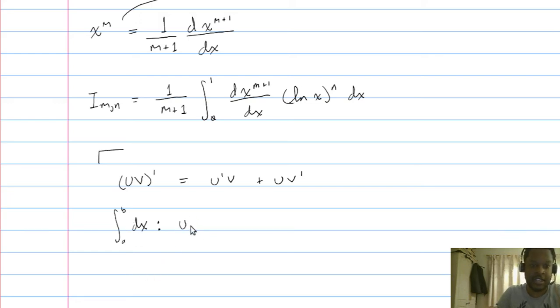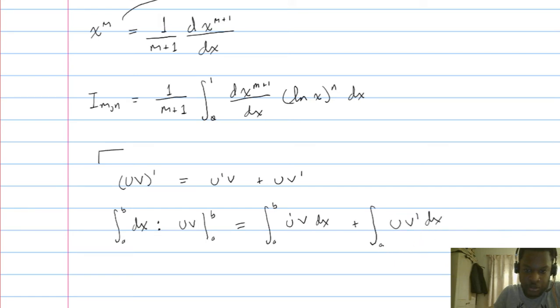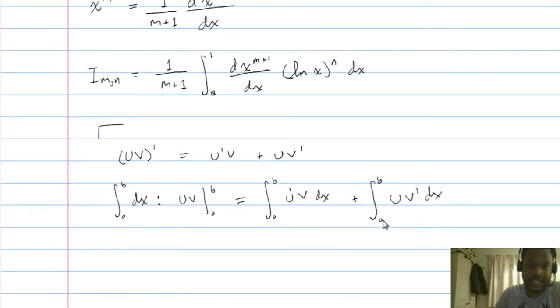So I write uv evaluated from a to b, and I want to write that's equal to the definite integral from a to b of u prime v, important I chose that order deliberately, plus the definite integral from a to b of uv prime with respect to x, okay?